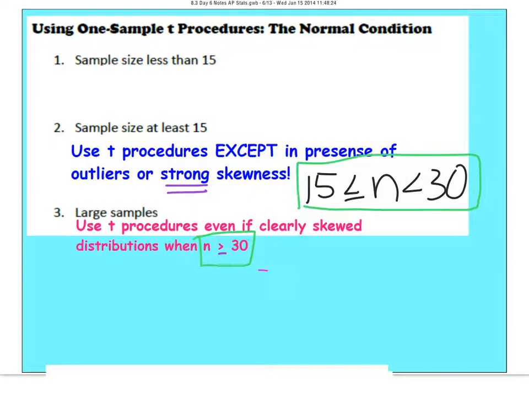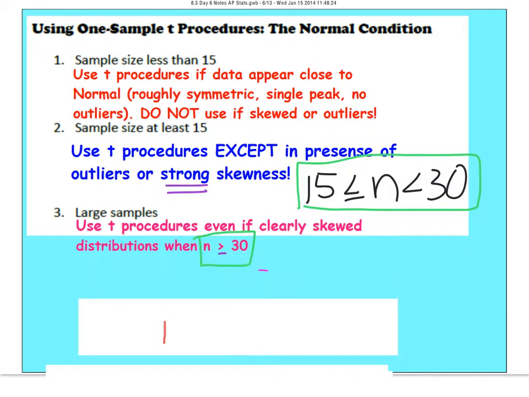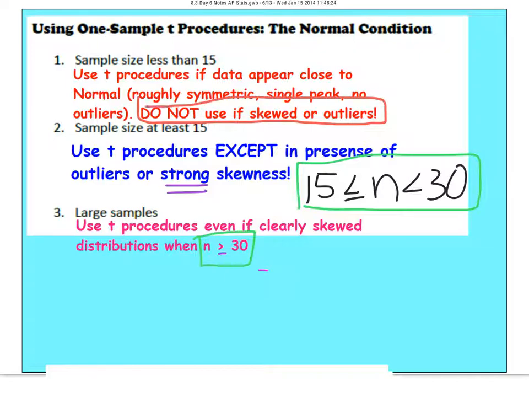Well, what if you have a sample size less than 15? Sample size is less than 15. In that case, the rule is use T procedures if the data appear close to normal and roughly symmetric with a single peak. Do not use if it's skewed or has outliers. So when you graph the data, if n is less than 15 and you see the skewness or outliers, you technically should not assume the normal condition is met, and you cannot use the T procedures.